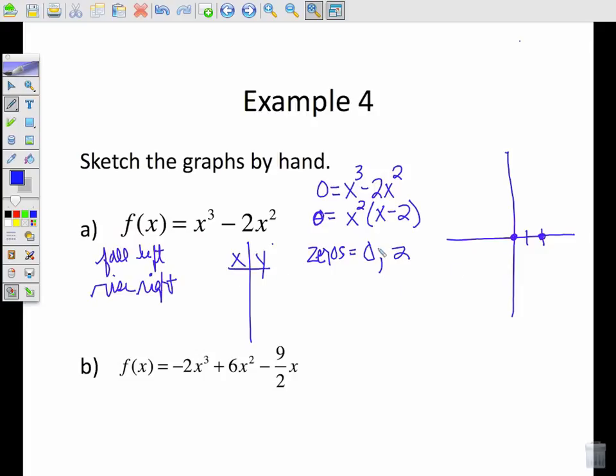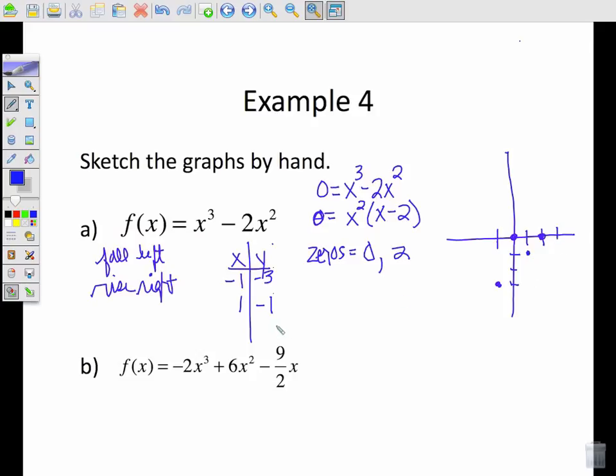Let's go ahead and see what happens on the left side, so -1. If I put -1 in as an input, you can calculate that. We're going to get -1 minus 2, which is -3. So let's plot that point. I know what happens at 0. Let's find out what happens at 1. If I put 1 in, I get 1 minus 2, which is -1. Plot the point.